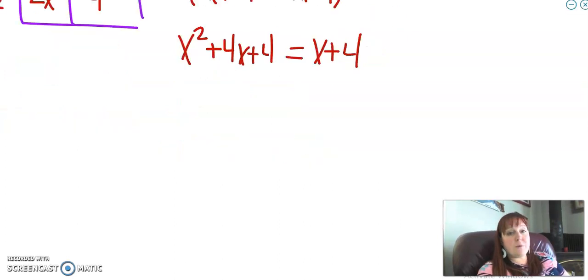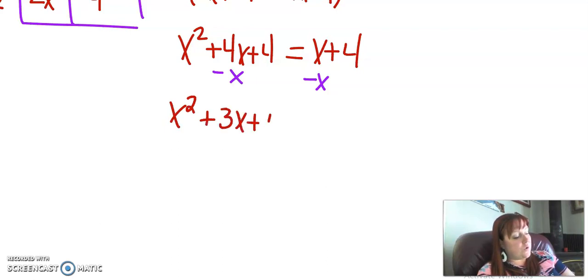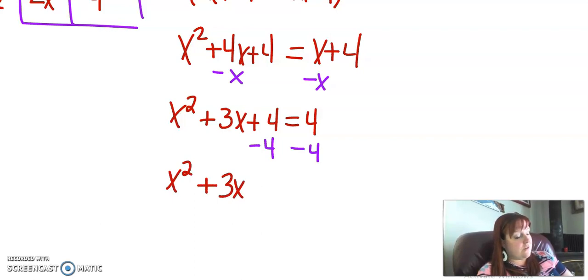Okay, so now we're here, and it is what? It's a quadratic, and we know how to solve quadratics, right? We got to get them set equal to 0, and then we factor or use the quadratic formula. Okay, we can do this, right? So how do we get everything on one side? Well, let's subtract x from both sides, and we're going to end up with x squared plus 3x plus 4 equals 4, and then we're going to subtract 4 from both sides. Now 4 minus 4 is 0, and 4 minus 4 is 0, so we just get x squared plus 3x equals 0.